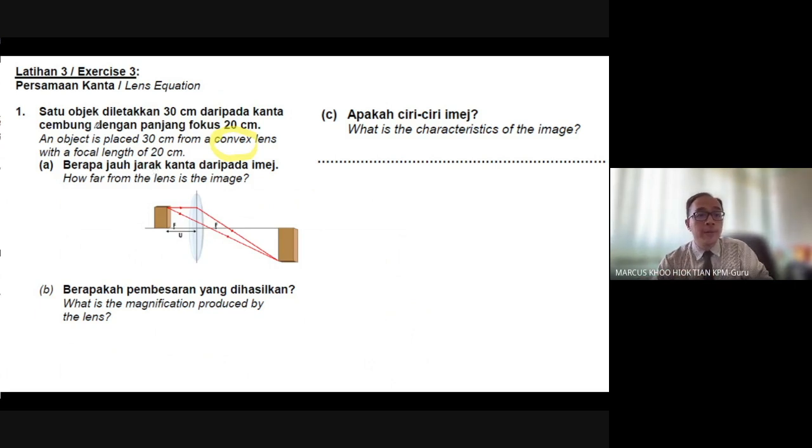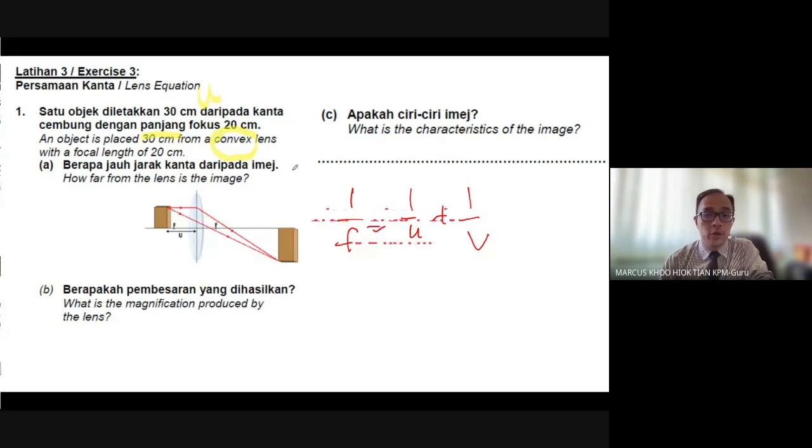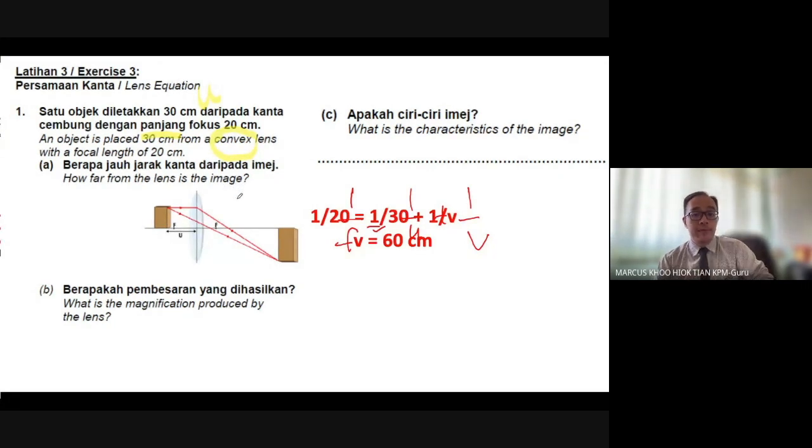Now the object is 30 cm. This of course refers to u. So u is 30, f is positive 20. You can use the equation 1 over f equals 1 over u plus 1 over v. When you substitute it, you will get 1 over 20 equals 1 over 30 plus 1 over v. Flip it over and you get 60 cm.